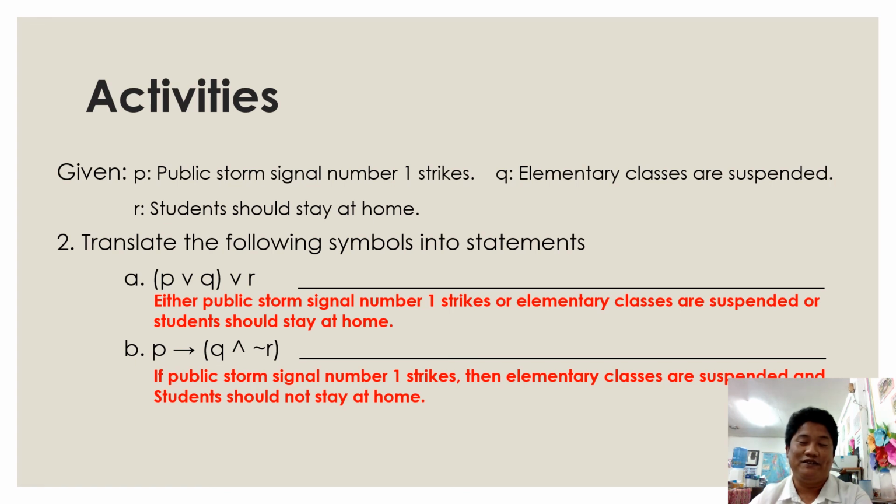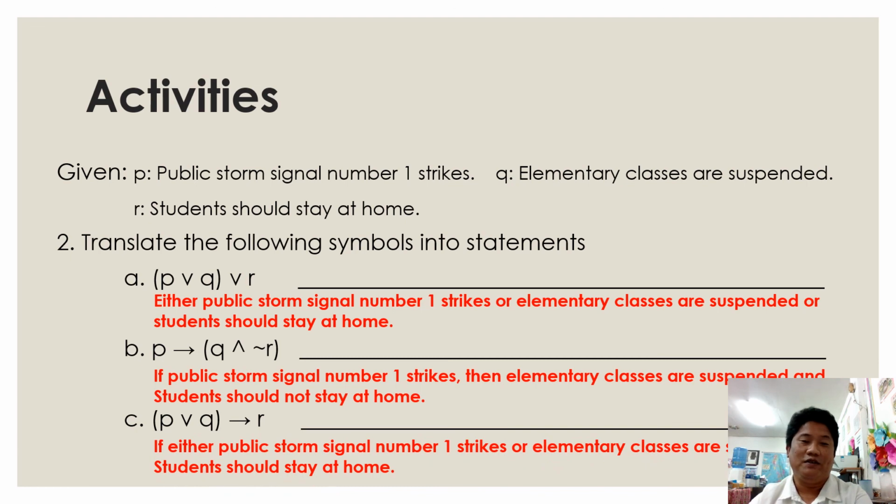Now let's have the third one: if P or Q, then R. So you have the symbol if P or Q, then R. In a statement: if either public storm signal number 1 strikes or elementary classes are suspended, then students should stay at home. I hope you got it. Those were the three activities.